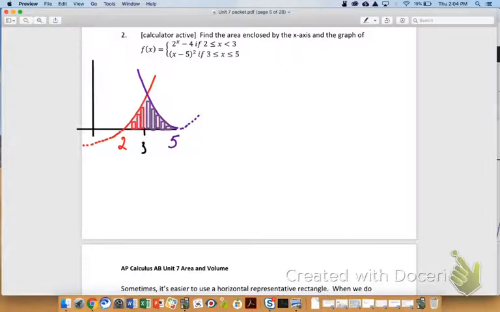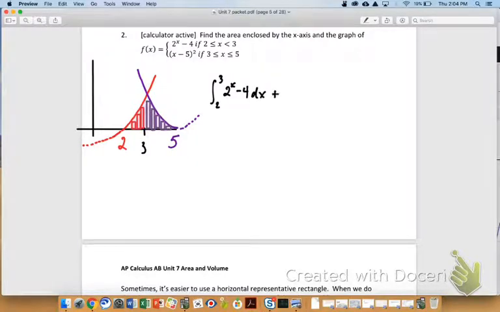First one would be integral from where to where? 2 to 3, right? That's going to be that first portion of the area that's red. And what would that look like for the integrand? X minus 4. Yeah, it would just be the height of the rectangles, dx.